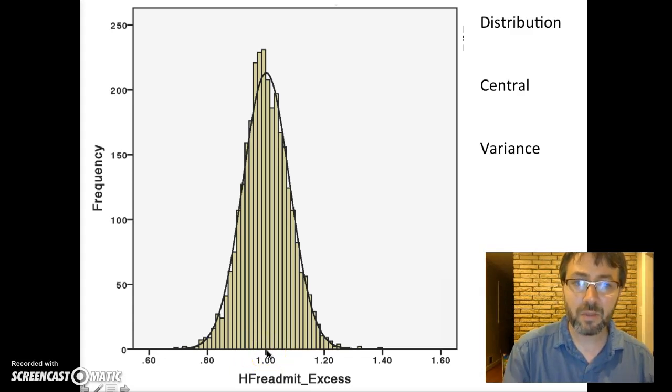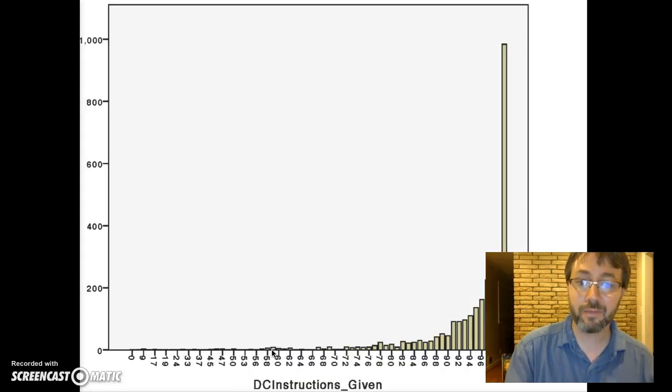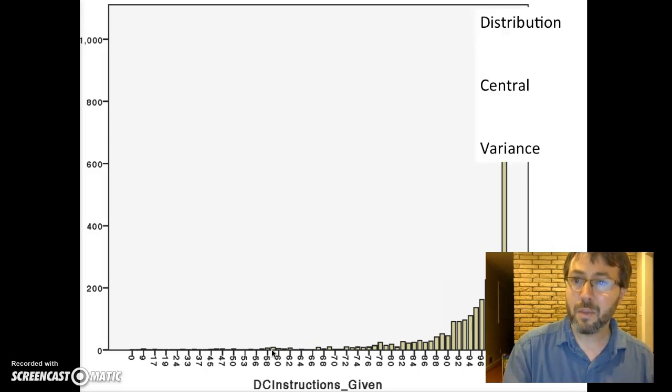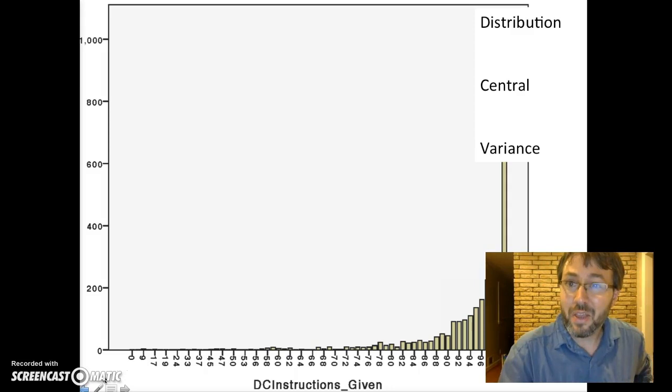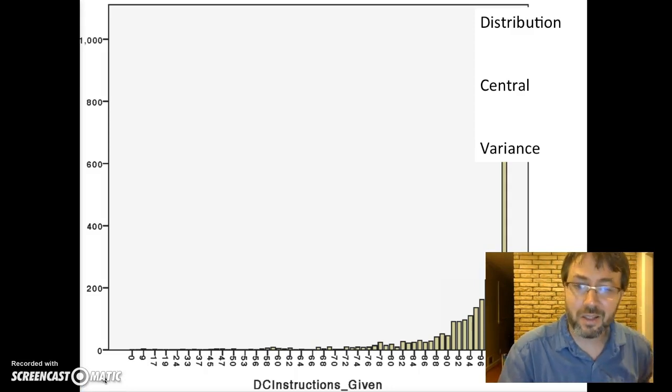And the reason for that is because we have so many observations around this mean and median of 1. So there's very little variance around that measure of central tendency. So let's take a look at this distribution. I'd like you to think about what's the distribution, what's the best measure of central tendency, and how you describe the variance. So take a break, think about those things, and then come back and join us.